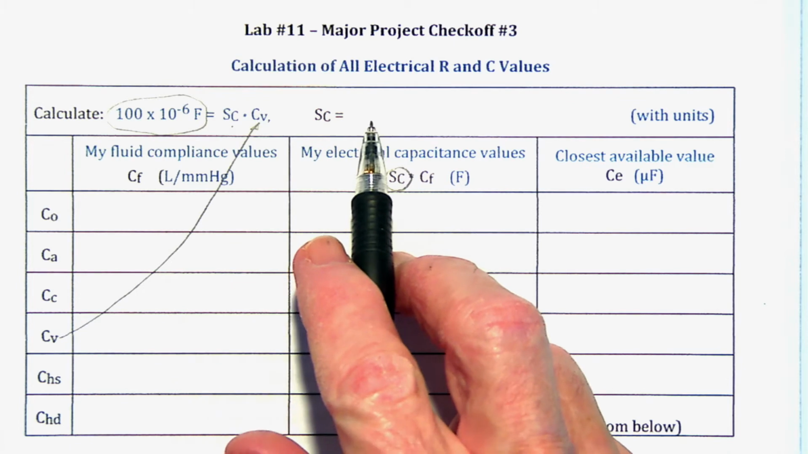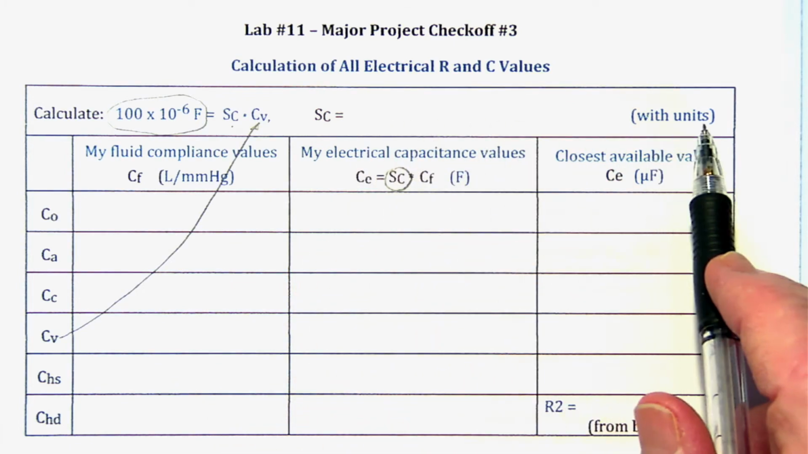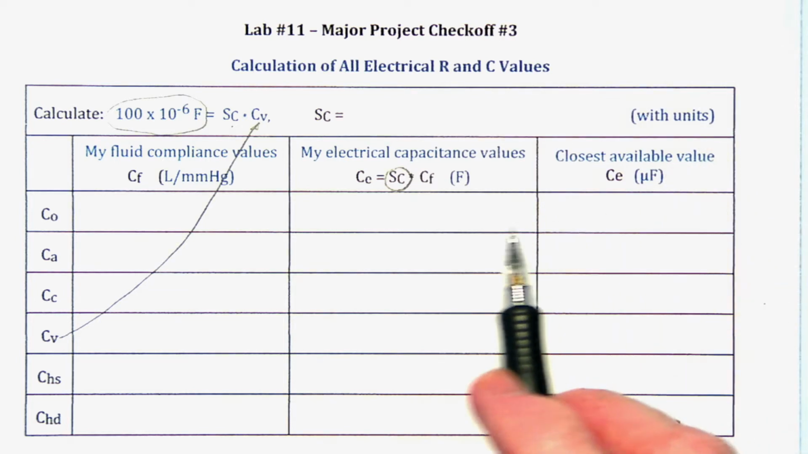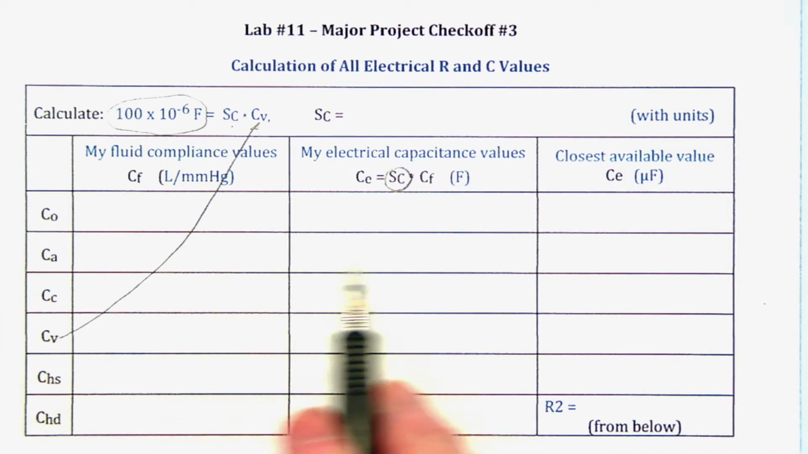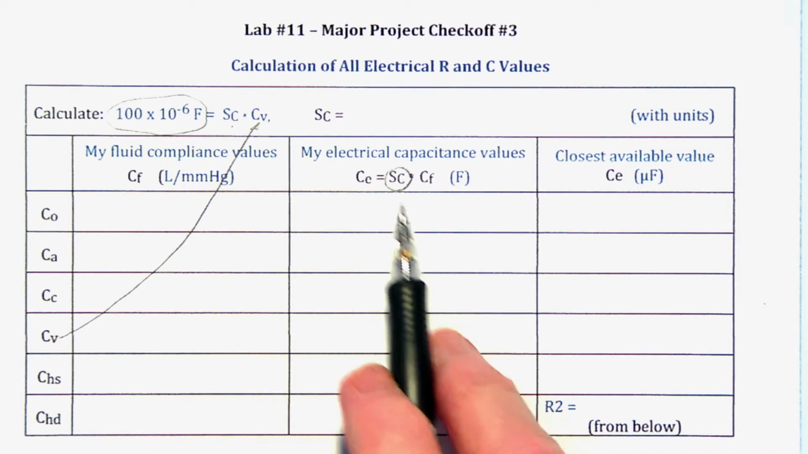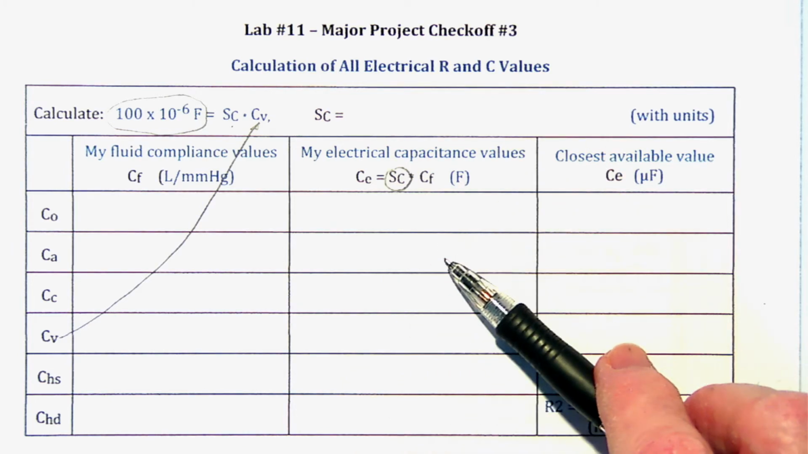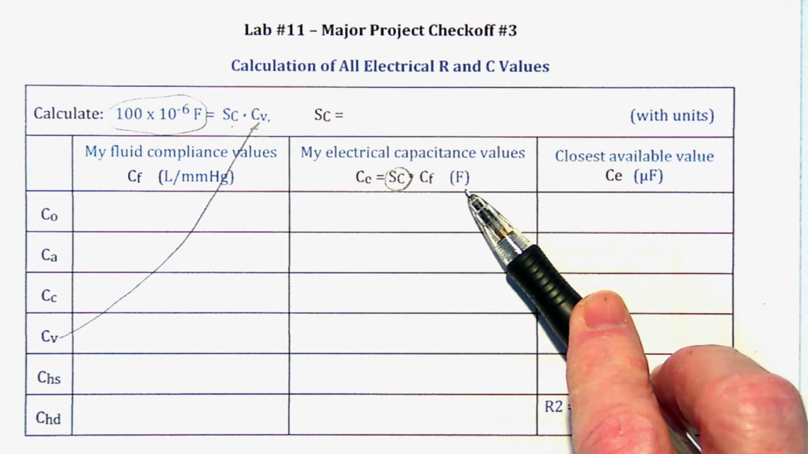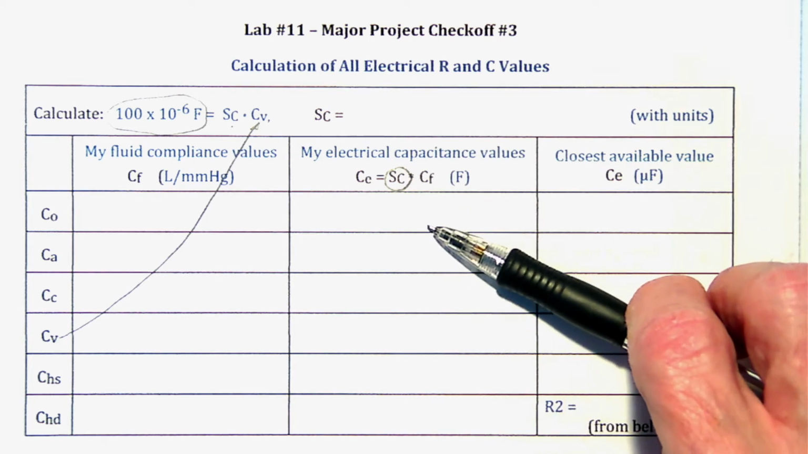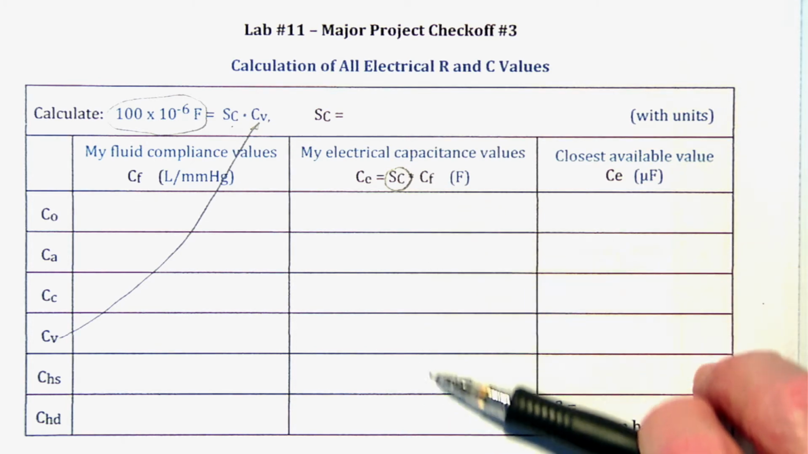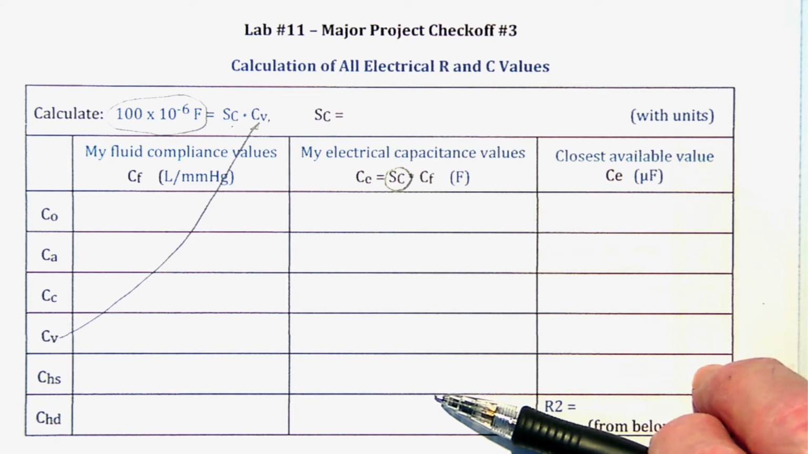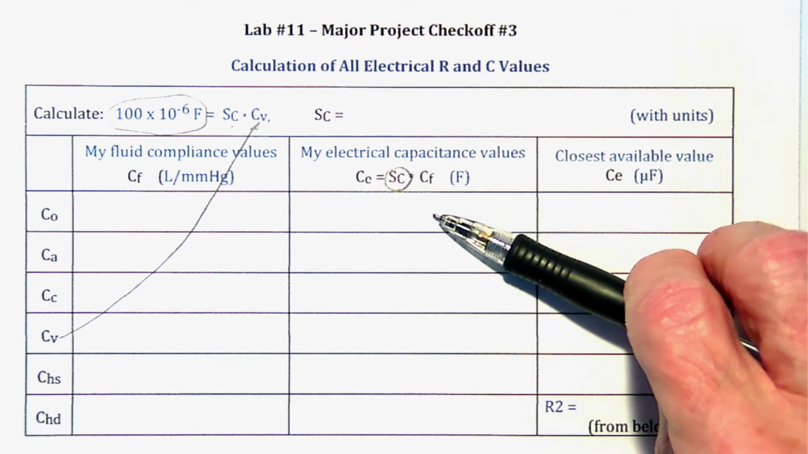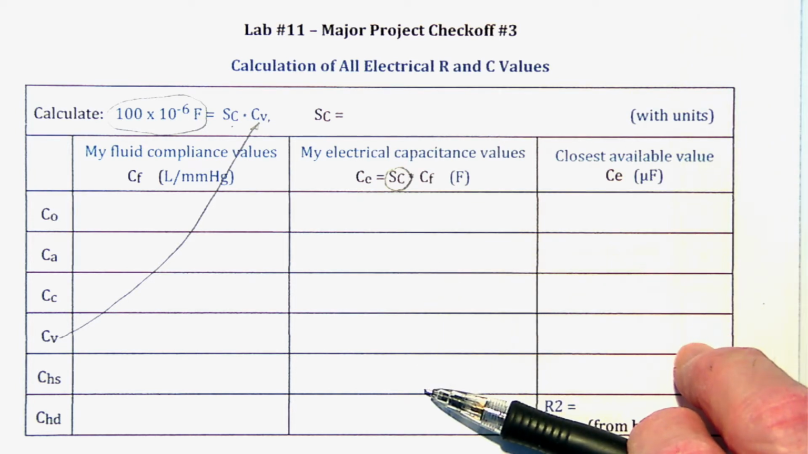Solve for the scale factor and put it in here along with units, in farads will be one of those units. And then multiply each of your fluid compliance values by that scale factor to get your electrical capacitance values in units of farads. Now you'll find that these values are all over the map. They will be numbers that will be some of the numbers of the positive integers. And of course, let's get real.